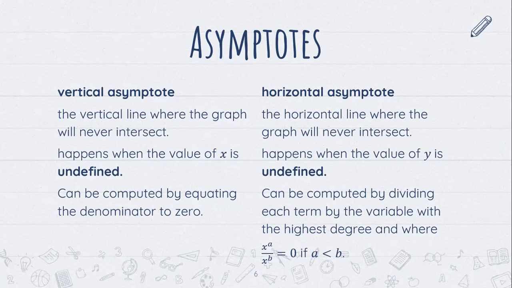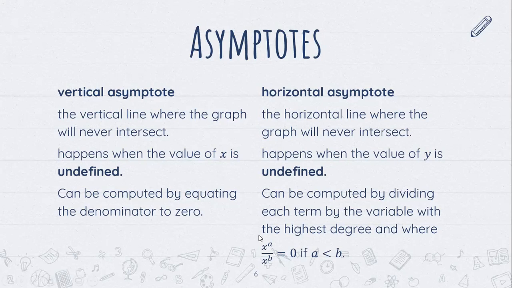Horizontal asymptote. From the word itself, horizon, pahiga. The horizontal line wherein the graph will never intersect to. It happens when the value of y is undefined. O basically, ito yung mga answer na kung saan wala talaga siyang, ito yung mga numbers na hindi mo pwedeng makuha when we substituted value of x's or when we substituted our domain.